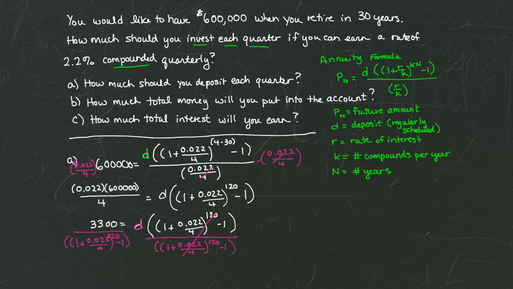That cancels it from the right side, and it leaves us with our monthly deposit equal to 3,300 divided by the quantity of 1 plus 0.022 divided by 4 raised to the 120 minus 1, quantity closed. That was a lot of algebra.